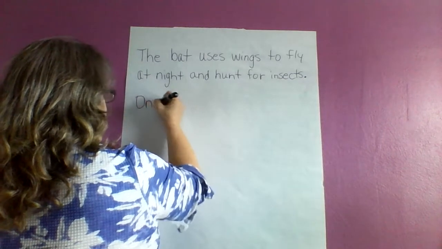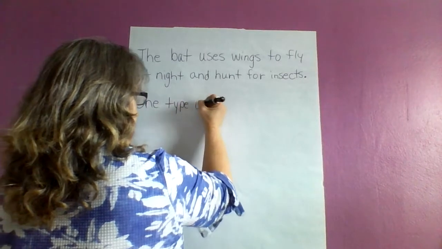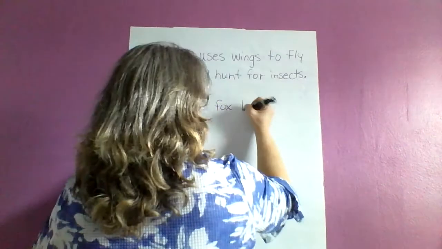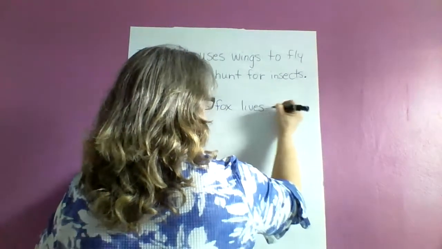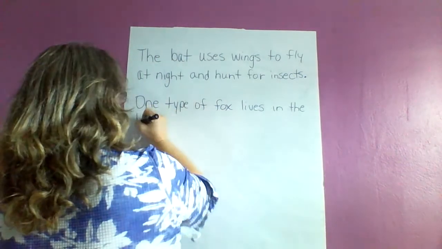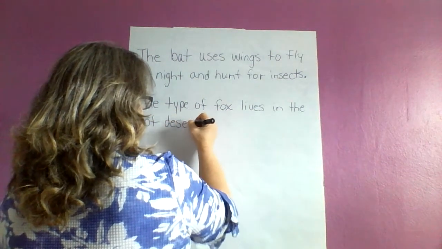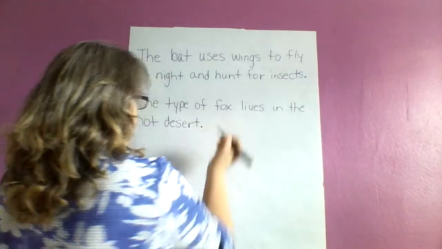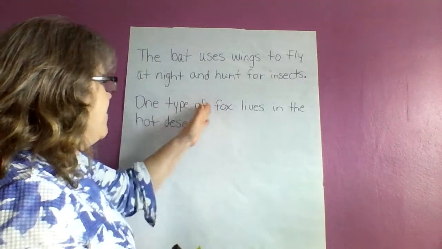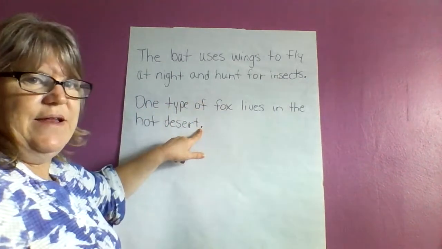I'm going to say one type of fox lives in the hot desert. Okay, I started with a capital. I put spaces between my words. I wrote neatly, and I ended with a period.